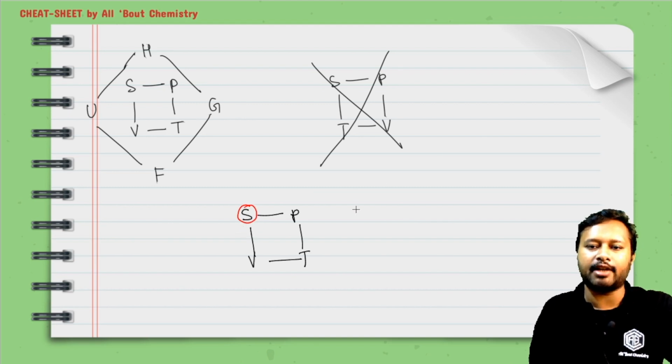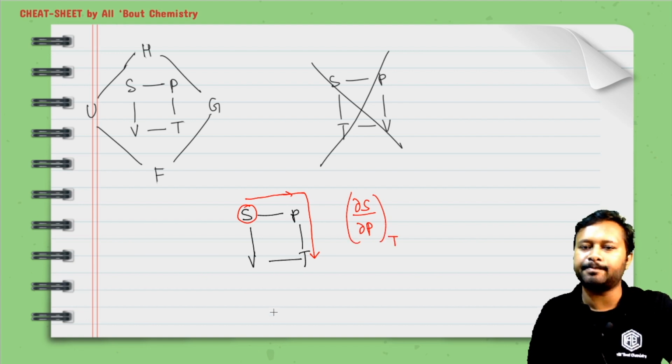So since I am starting from S, I will write down del S. Now from S I have reached P, so I will say del S by del P. From where you have started, you will write del S of that, and where you have reached, del P. Then you go across like this, traveling through 3 parameters in any direction. Let's say I am going clockwise. So del S by del P, and this T tells you that it is at constant T.